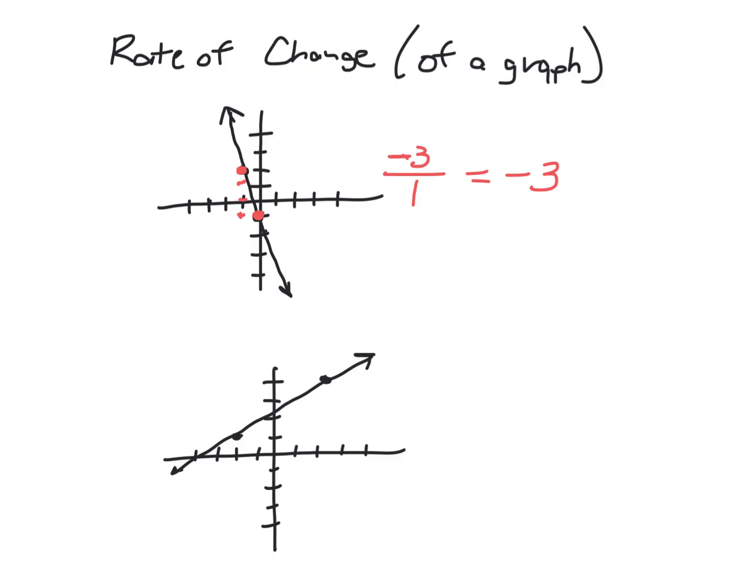In this example, I'm talking about these 2 points. This definitely has a positive slope. I'm going up 3 and over 4. Rise 3, run 4, so it'd be 3 over 4. 3/4 would be the slope of that line.